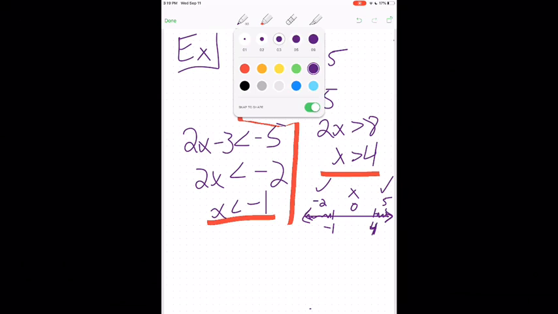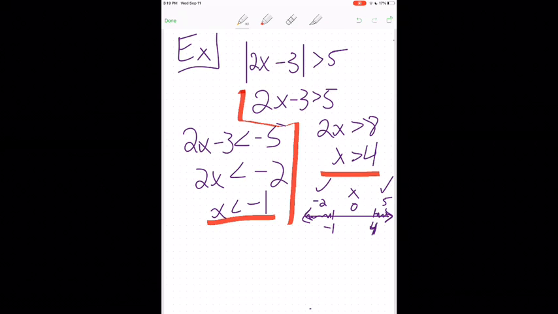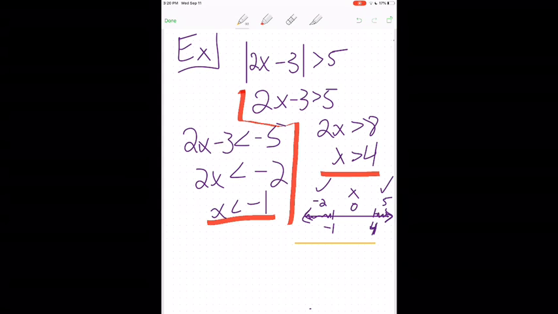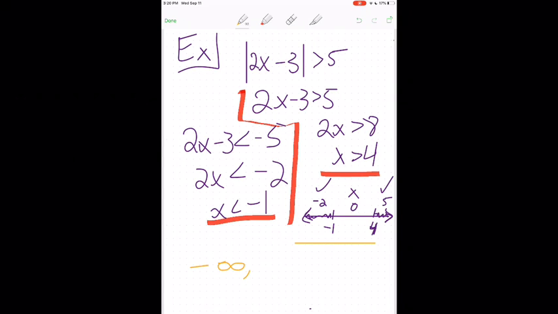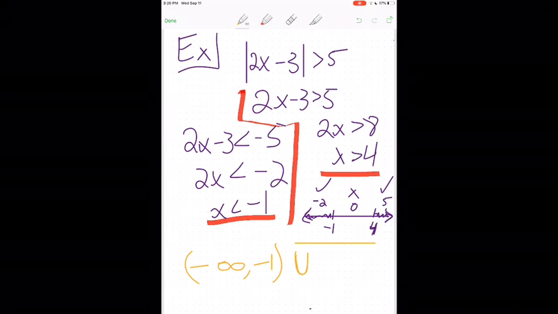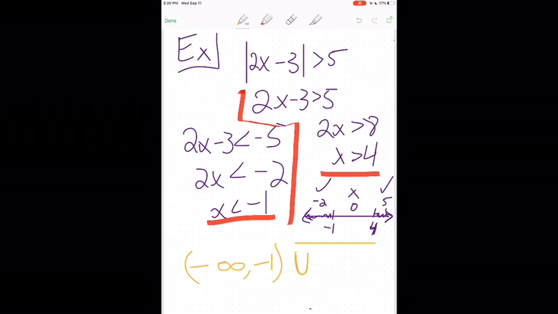Now, writing this in interval notation, this is where things can get a little tricky. I'm always going to start with my most negative one, just like you read a book, going from left to right. So starting all the way to the left, this interval, x is less than negative 1, is going to be negative infinity to negative 1. Then I'm going to use this U. This U means union. It really means or. Whenever you have two intervals and you want to combine them into one.